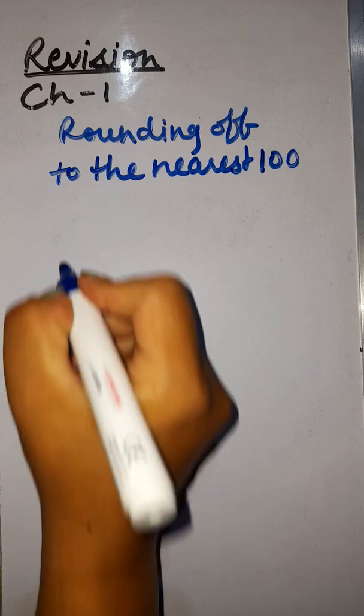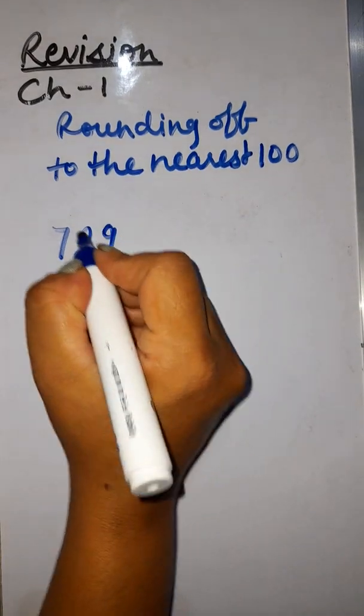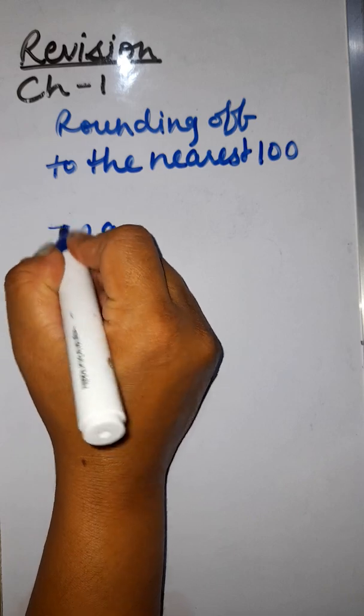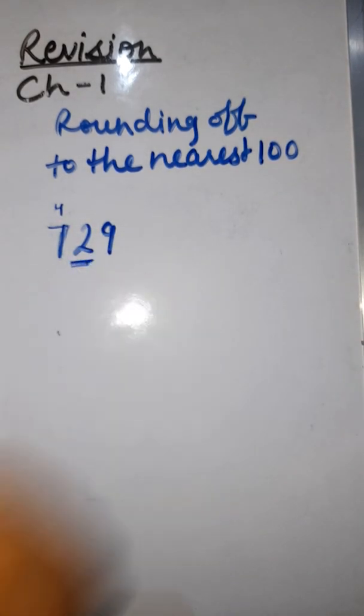Suppose the number is 729. So we have to round it in the hundreds place. So this is in the hundreds place. So we will check into the tens place.